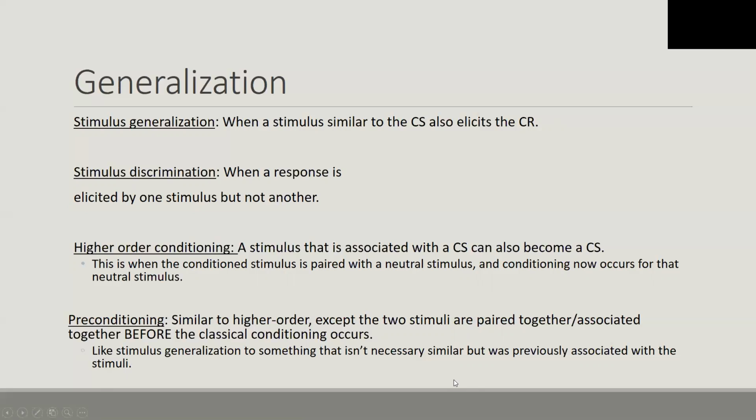Again, it's not necessarily two things that are similar to each other, like stimulus generalization, but rather they've just been paired together before in time. And then once one of those stimuli gets paired with a response through classical conditioning, the respondent will usually respond to the already associated stimuli as well.